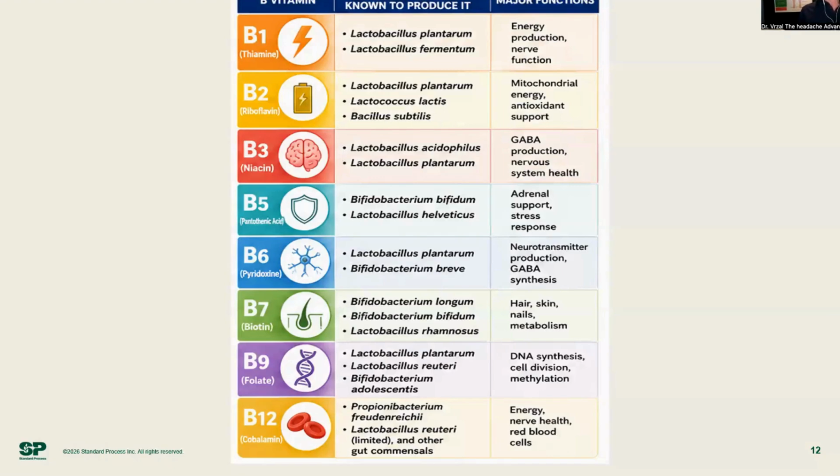So we talked about B6. B6 is huge. When I first looked at this 20 years ago, about 70% of the neurotransmitters were very dependent on B6 production. So we want to see that.